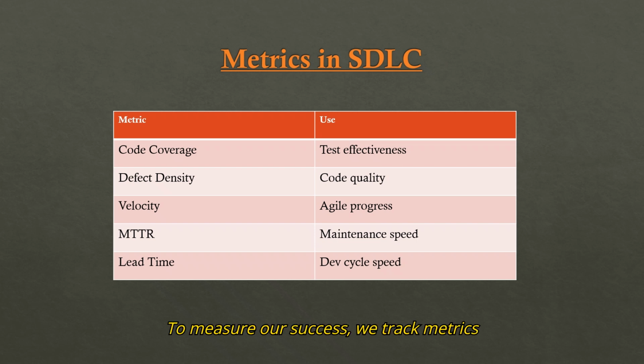To measure our success, we track metrics like code coverage to assess test completeness, defect density for code quality, velocity to monitor agile progress, MTTR for maintenance speed, and lead time to evaluate the development cycle efficiency.